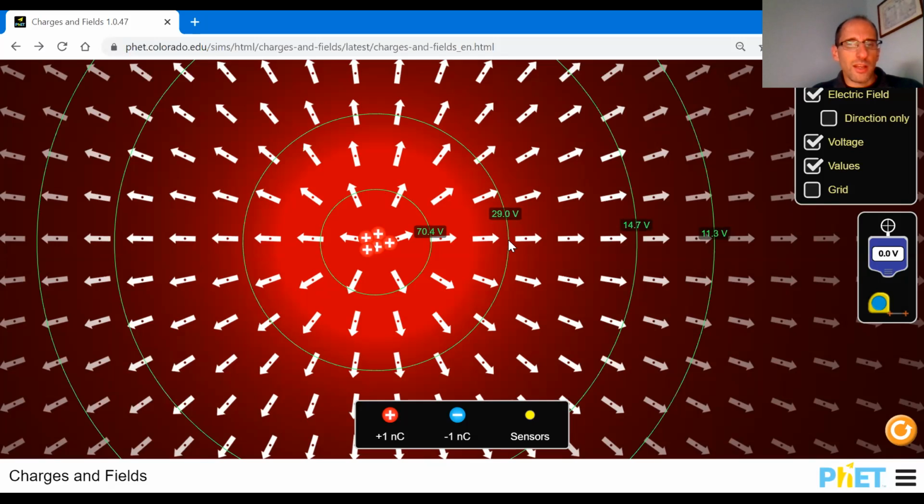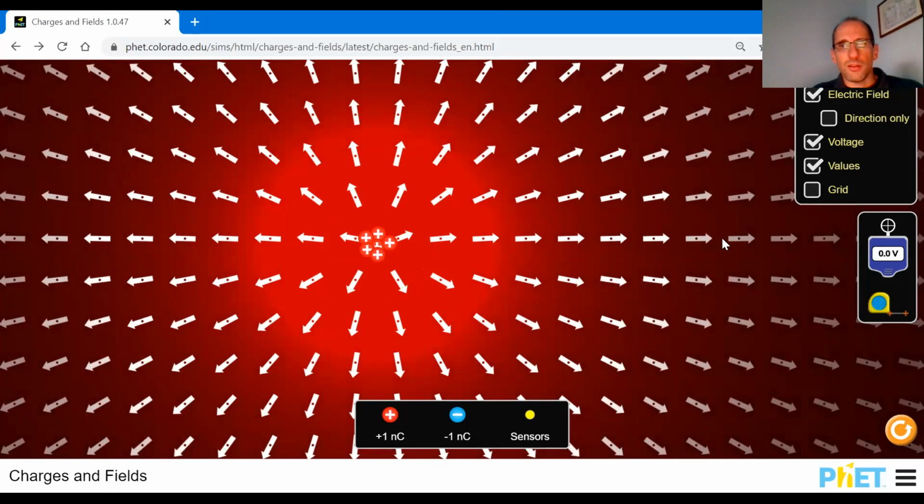Out here, it would be 29 joules per coulomb. Out here, it would be 14.7 joules per coulomb. Again, a volt is a joule per coulomb. And out here it'd be 11.3 joules per coulomb, and out in infinity it'd be 0 joules per coulomb. Okay, so I'll throw another charge in here, and so then those equipotential contours went away because I put another charge. I changed everything.